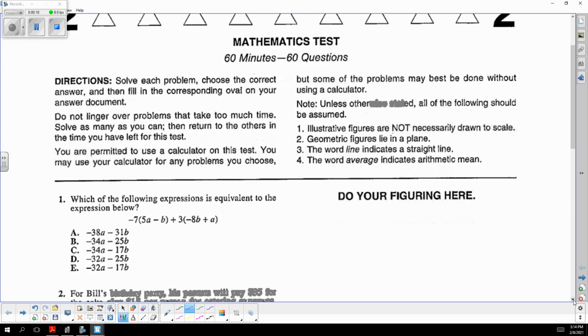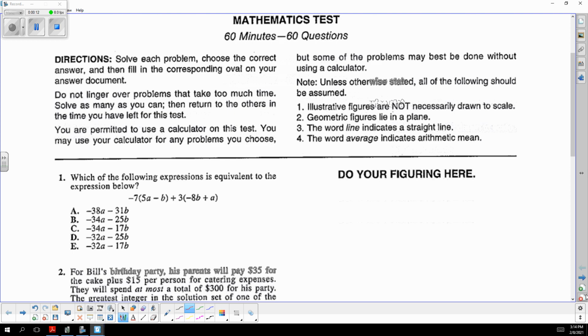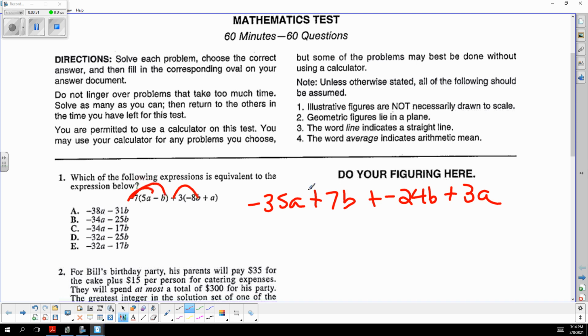Number one, we talk about distributing a negative 7. So it would be negative 35a plus 7b. Give the negative 7 to both. And then we give the 3 to both, so it's negative 24b plus 3a. Adding the a's, which are like terms, you get negative 32a and negative 17b, choice E.